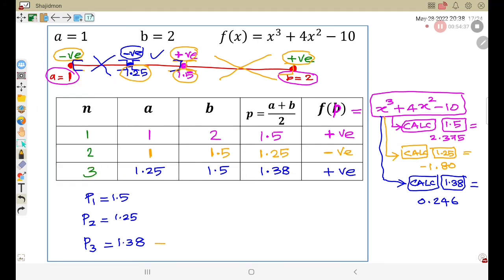I told you, the last approximation whatever we did, P3 here, we can take it as P star, the approximate number. So P0 is 1.5, P1 is 1.25, P2 is 1.38, and P3 is the last one. So this is the P star number, the approximate solution. Now we will go to the third part.